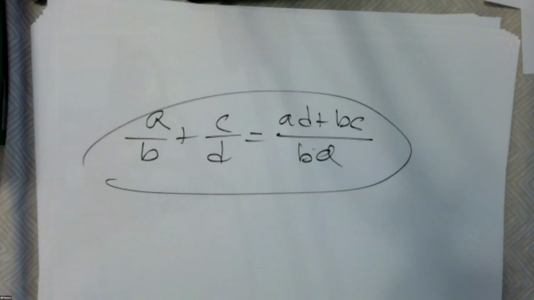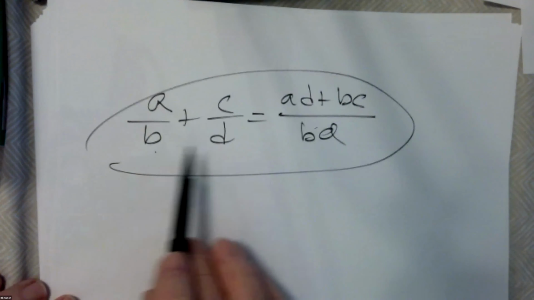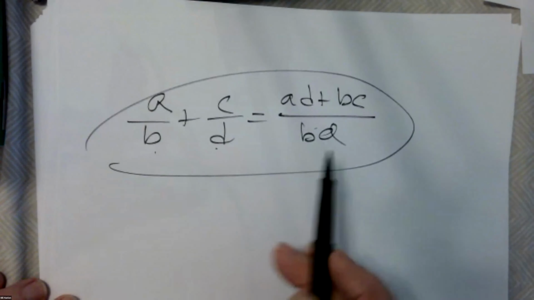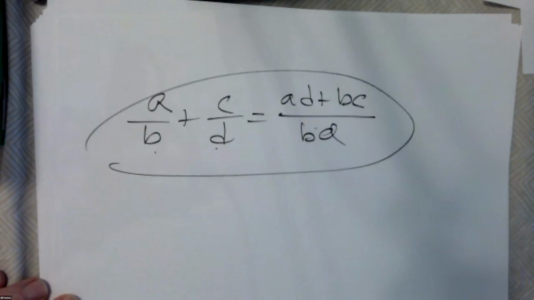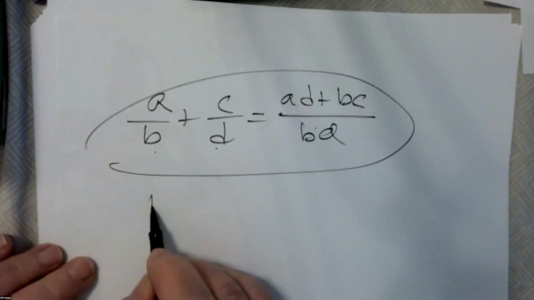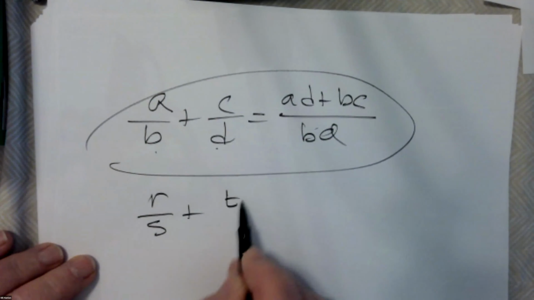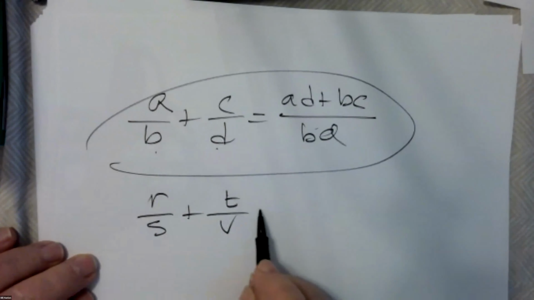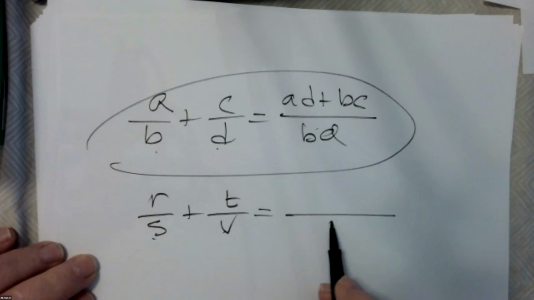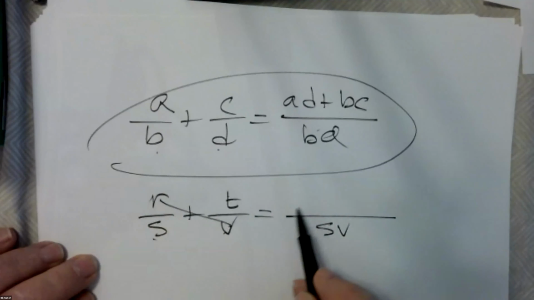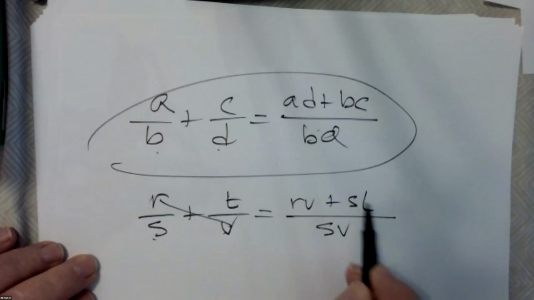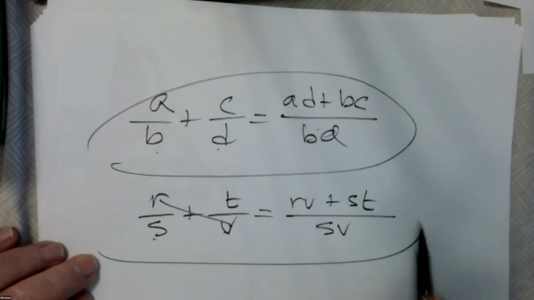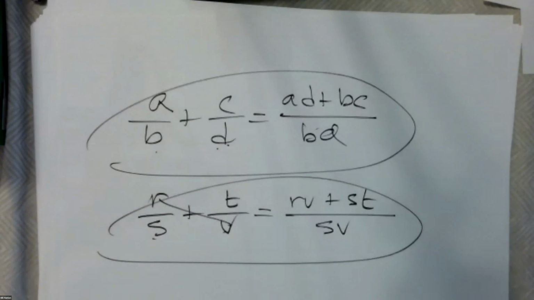So here's my point. If your book used A over B plus C over D and the kids memorized AD plus BC over BD without understanding, what would happen if they had R over S plus T over V? If they saw it develop, they'd know that SV is the common denominator, and that would be RV plus ST. So if they see it, then the variables that you use make no difference.